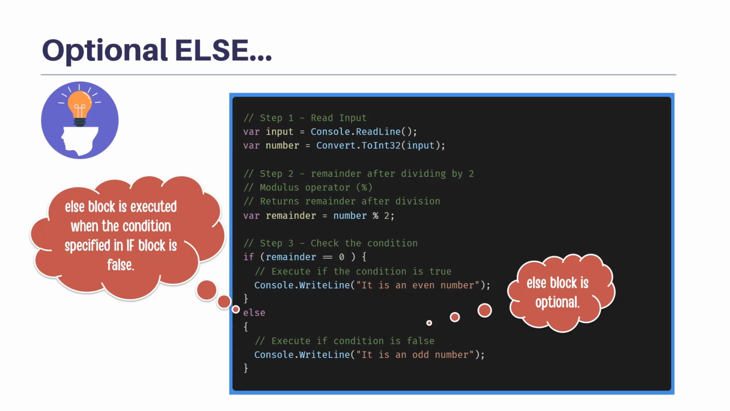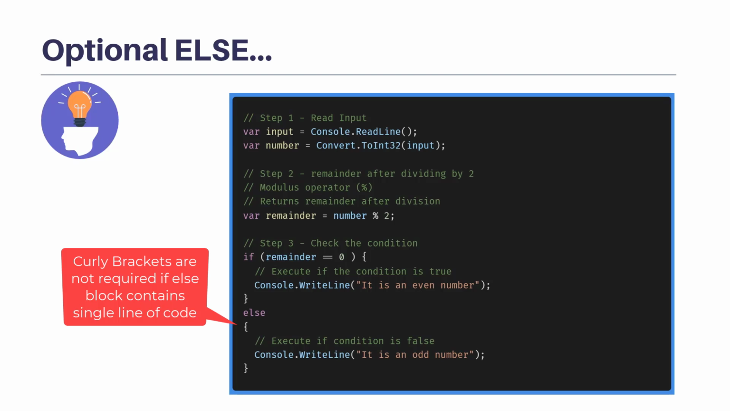And inside these curly brackets, we can add Console.WriteLine to print that the given number is odd. Here as well, curly brackets are optional. If the else block contains a single line of code, then curly brackets are not required. But I would again recommend to keep using curly brackets to avoid any confusion while reading the code.